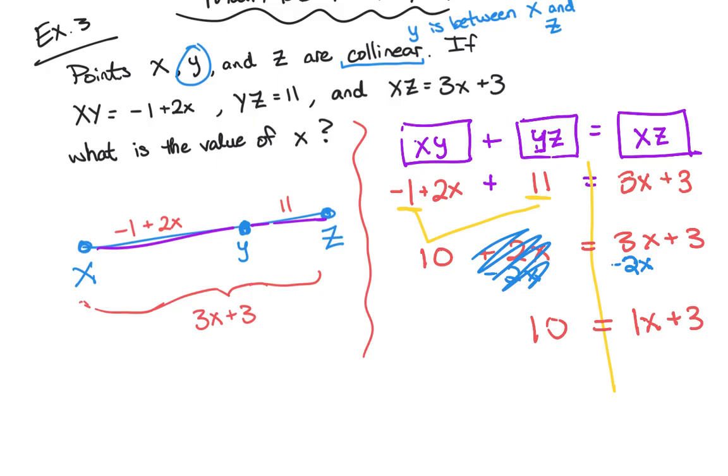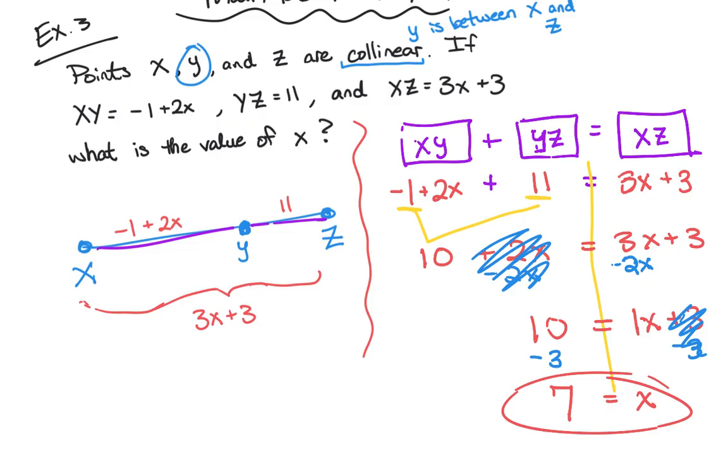We're still trying to solve, so let's move that plus 3 to the other side. Remember, your goal is to get all your letters on one side and all your numbers on the other side. I've got 10 minus 3 is 7 equals 1x. I'll just write x, since the one is imaginary. So x is 7.